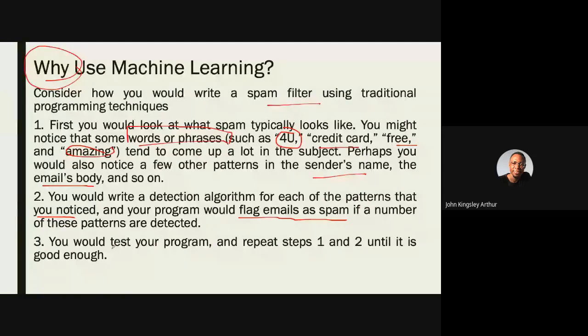Then the third step is to test your program, and then repeat step one, which is looking at the words again, and repeat step two also, until you are sure your algorithm is able to work correctly. In this case, we were looking at the traditional approach.